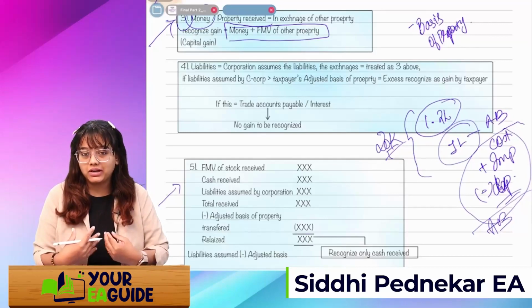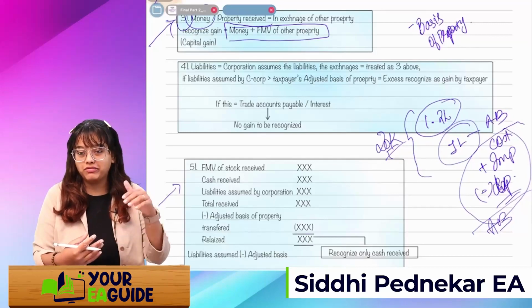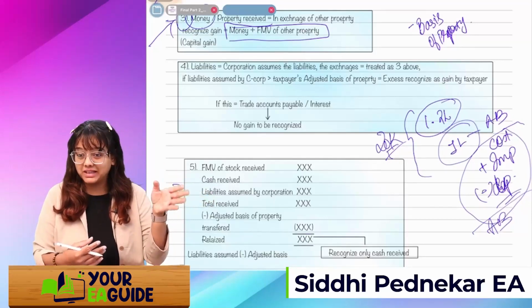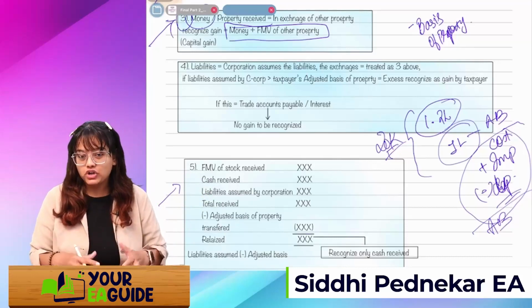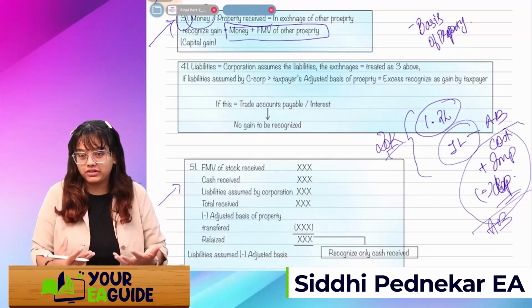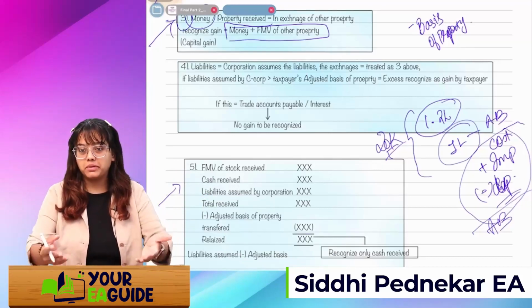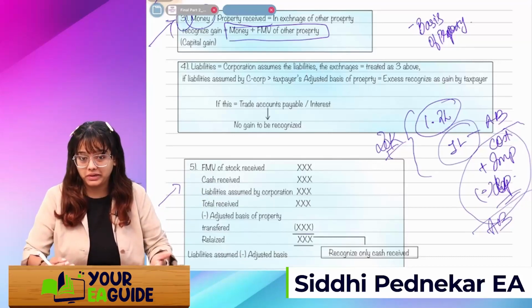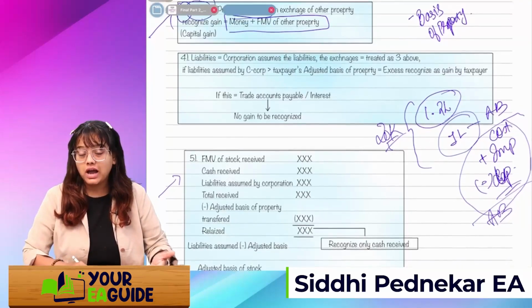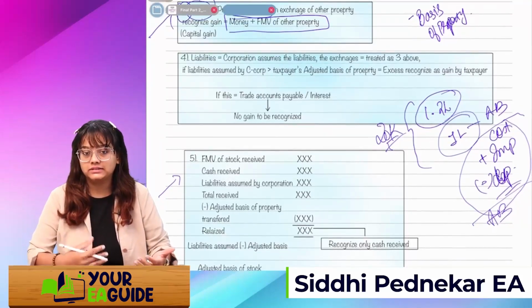See, I am a taxpayer and I have to pay 1.2 lakh, but the adjusted basis of that property was just 1 lakh. So for me, 20k is the benefit, right? I don't need to pay 20,000 extra, which the corporation is anyhow going to pay. So I will recognize the gain.